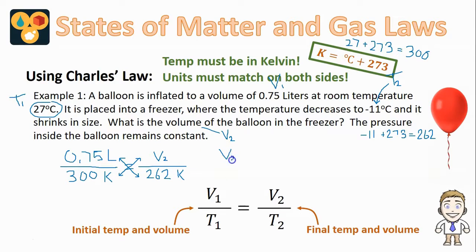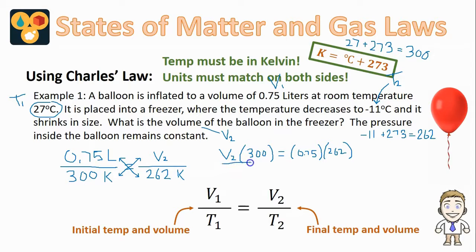That means my V2 is multiplied by the bottom of this fraction, so V2 times 300. These are the results of my cross multiplying, and that equals the top of this fraction times the bottom of this fraction. So my 0.75, and I'm leaving out the units now because I know that they all match, so it doesn't really matter. 0.75 times the temperature on the bottom, 262. You can use whatever algebraic steps you like here, but cross multiplying is the best surefire way to solve it. Now I've got no confusing fractions to worry about.